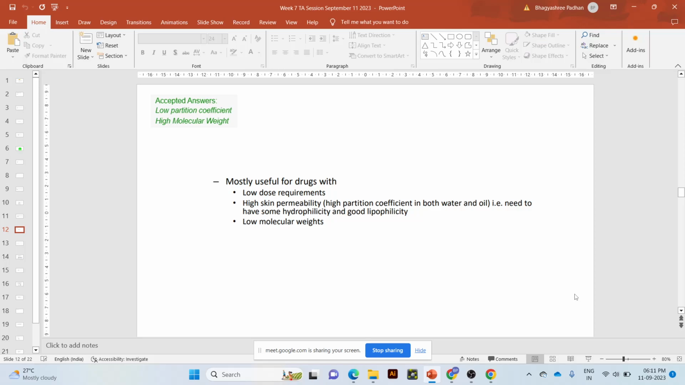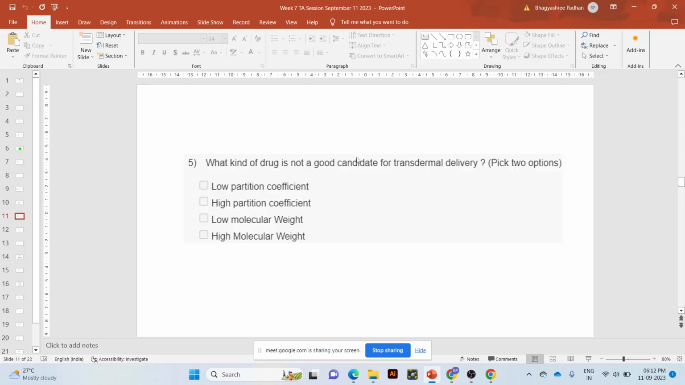So these are the requirements. The drugs that are mostly useful for transdermal delivery would be low dose requirements, that is approximately 10 mg per ml can be delivered, which is very low. Then it has high skin permeability, so a high partition coefficient in both water and oil. That is, it needs to have both hydrophilicity and good lipophilicity. Also, we can deliver only low molecular weights. So low partition coefficient and high molecular weight will not be a good candidate for transdermal delivery.